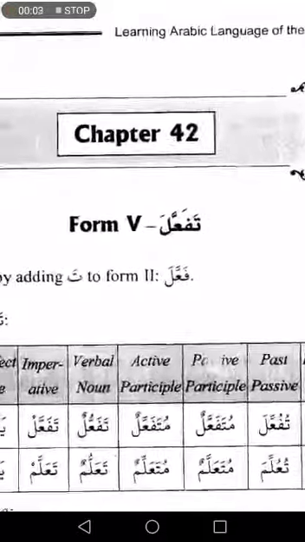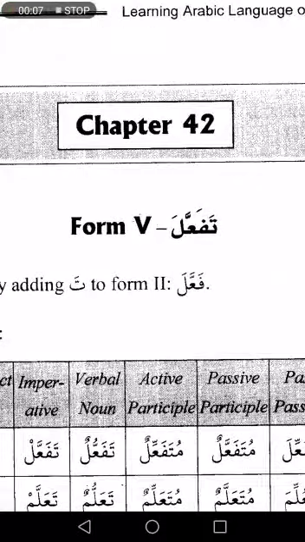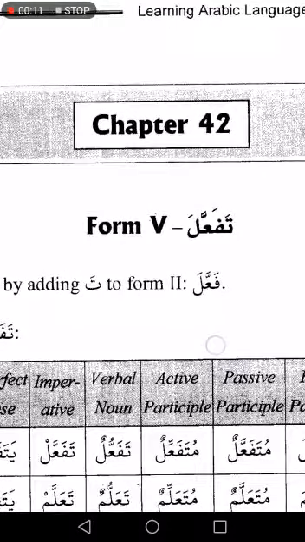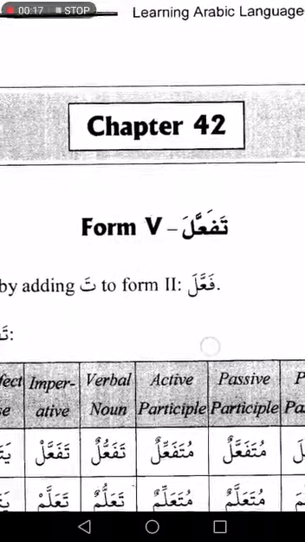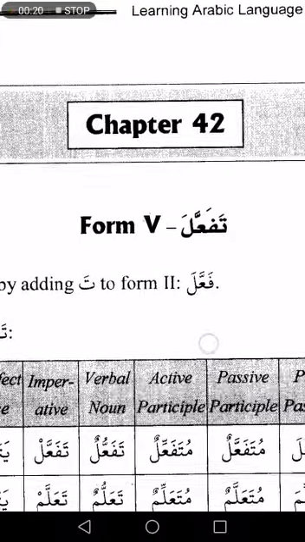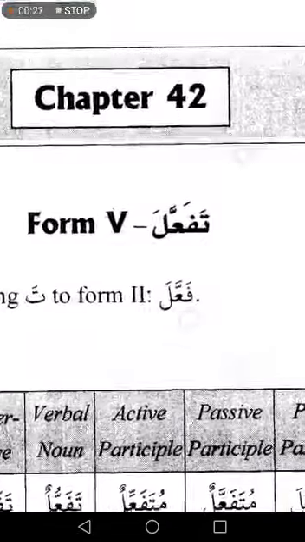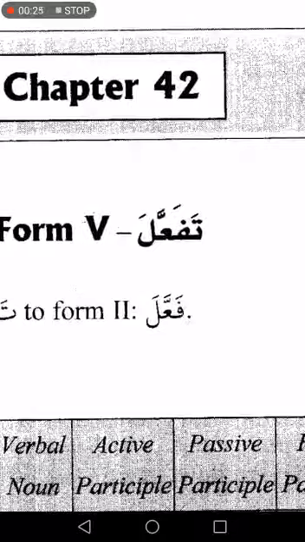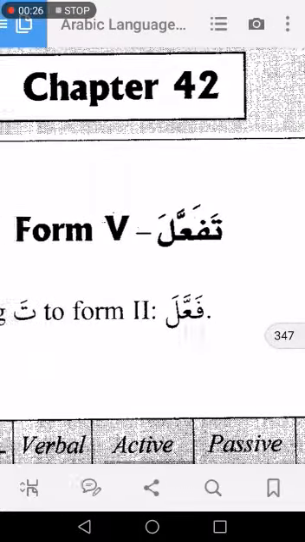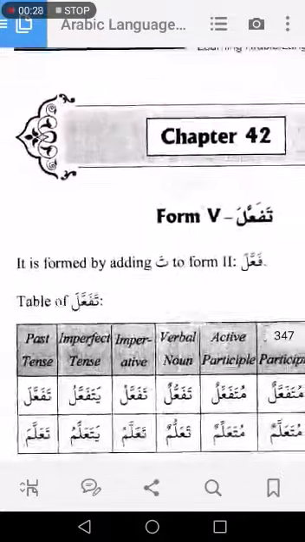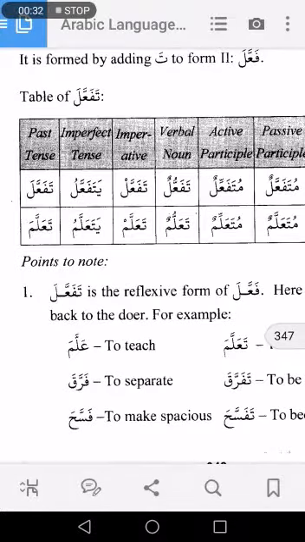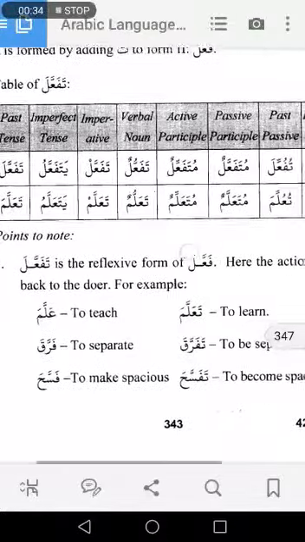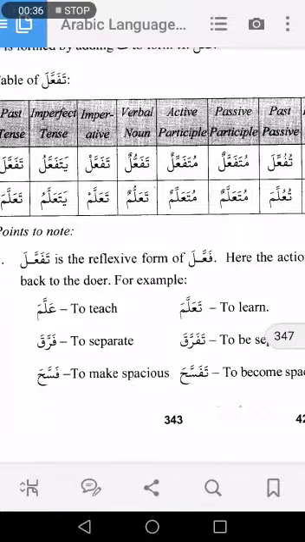Now for family 5, and with this we will have completed half of all the families and just another 5 will be left. So family 5 and 6 are very similar to 2 and 3 in terms of how they look. Family 2 was fa'ala, so family 5 is just you need to add a ta before it, so it becomes tafa'ala. Tafa'ala is family 5.